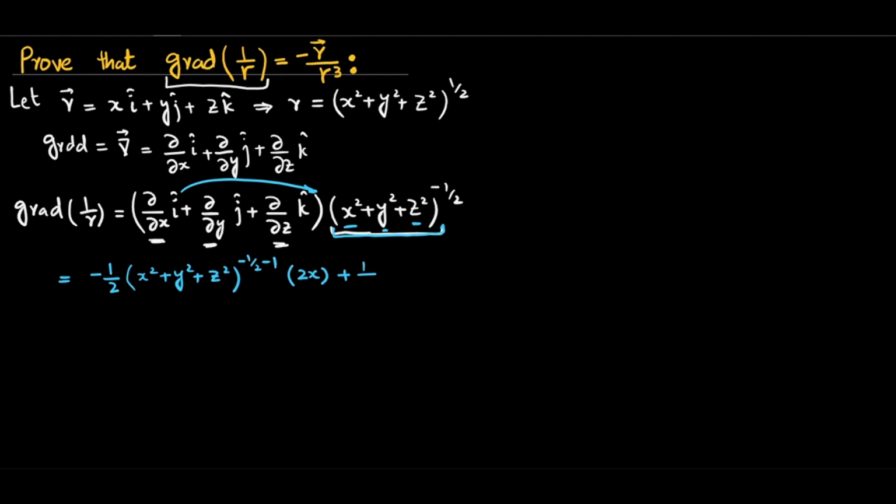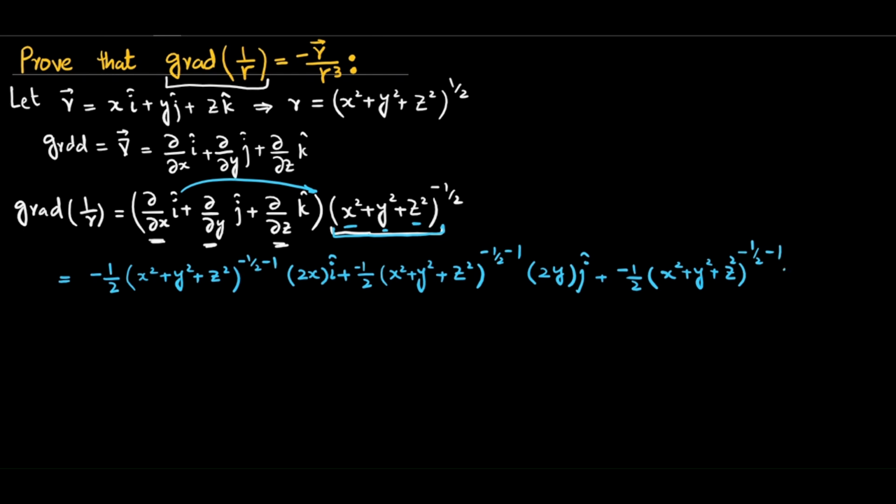Similarly, the same with respect to y, we will get minus 1 by 2 into (x square plus y square plus z square) power minus 1 by 2 minus 1, and now the derivative of y square will be equal to 2y, and here we will also get i unit vector, and here will be j unit vector, and plus again minus 1 by 2 and (x square plus y square plus z square) power minus 1 by 2 minus 1, and 2z and k unit vector.